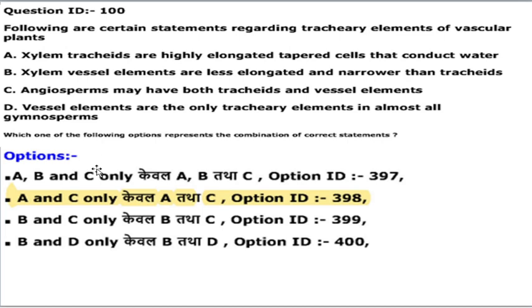Next, vessel elements are the only tracheary elements present in almost all gymnosperms. So vessel elements are present only in angiosperms. They are not present in gymnosperms. Okay, so option A and option C are correct.